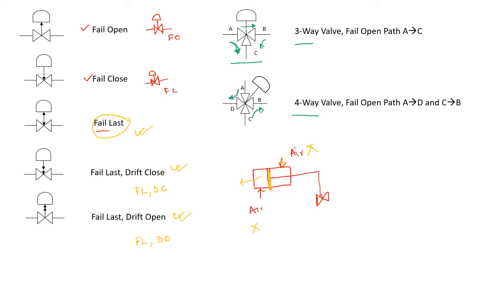So I hope you have understood the different failure symbols of the control valve. This is very important because this is one area where lots of mistakes happen, and lots of contradictions happen between the P&ID and other documents. So have a closer look at the failure position of the valve in your P&ID.